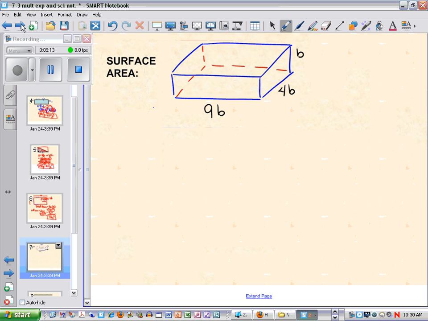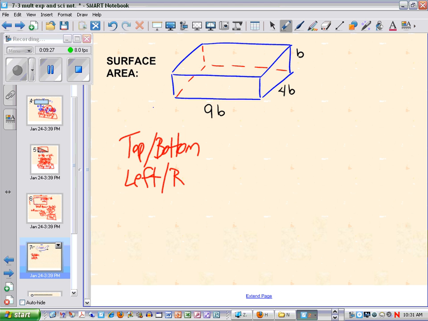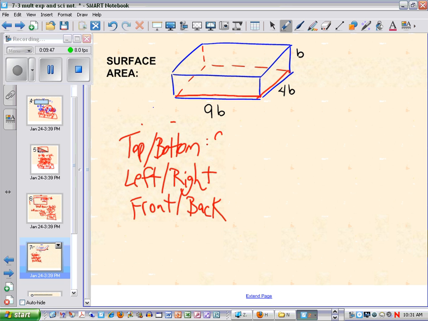All right. Let's find the surface area of this rectangular prism. So we know the top is the same as the bottom. We know left is the same as the right. And we know the front is the same as the back. So let's find either the top or the bottom, either way, and then we'll double it so that we get both. So I'm looking at the bottom. I see 9b by 4b. 9b times 4b would give us 36b squared.